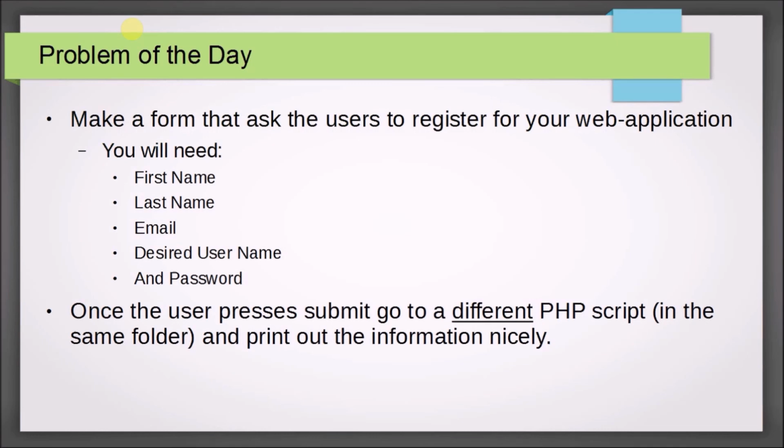Here is the problem of the day. Please take a couple of seconds and go through it. Again, pause the video, if you need to. Here you're going to make a quick pretend registration for your web application. You'll need a first name, a last name, email, desired username, and a password. Once the user presses submit, go to a different PHP script in the same folder and print out the information nicely. Obviously, you wouldn't do that in a real application, but this is just a proof of concept.